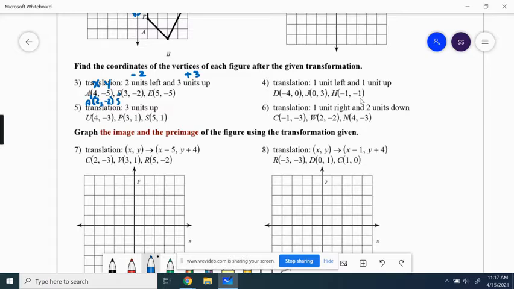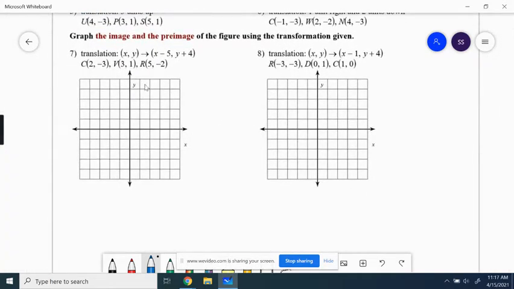All right, S prime, look at x, which is 3. 3 minus 2 is 1. And then we look at the y, -2 plus 3 is 1. So S prime is (1, 1). All right, E prime, look at the x value. X is 5. 5 minus 2 is 3. And then look at the y coordinate. -5 plus 3 is -2. All right. So you guys should be able to do 4, 5, and 6.